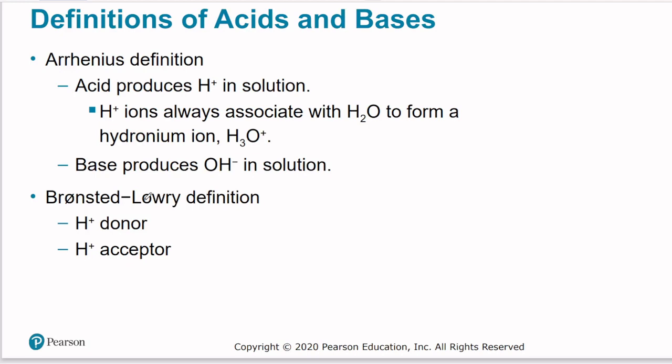And then we have the Bronsted-Lowry definition, where an acid is an H+ donor and a base is an H+ acceptor. Now, in general, these basically mean the same thing. We mostly use the Arrhenius definition in general chemistry.